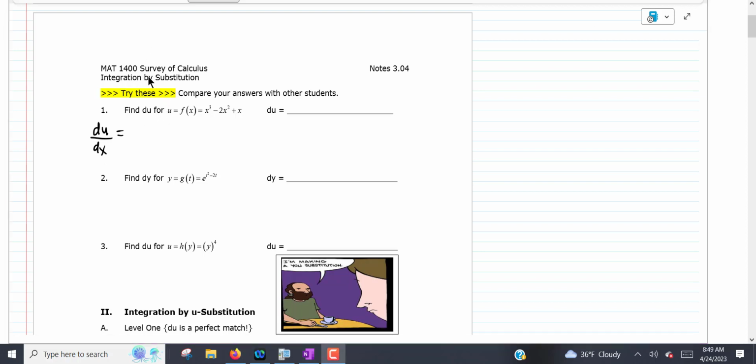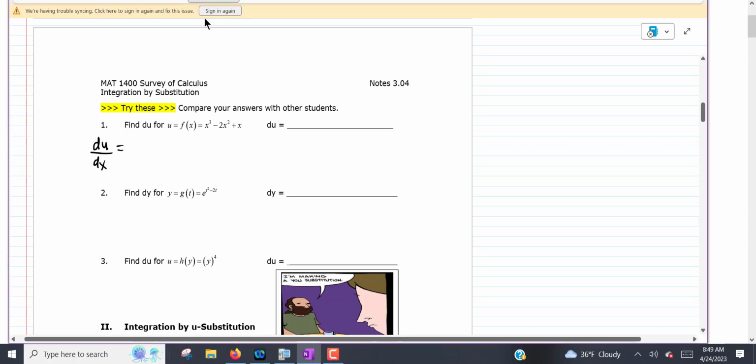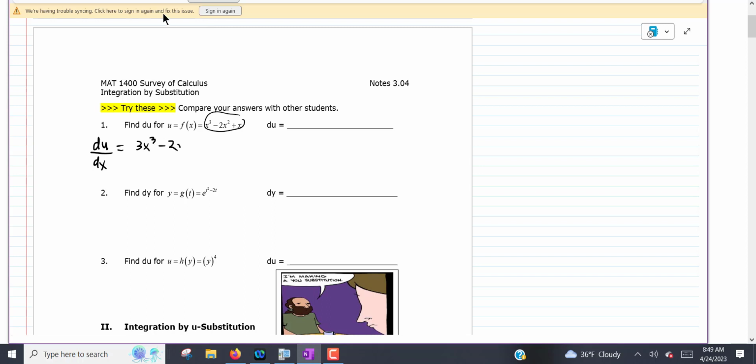On this one, you're going to find du over dx. So the derivative would be 3x to the third minus 4x plus 1. Then what you're doing is just multiplying both sides by dx, and you can do that in your head if you want to. So what you should have is 3x to the third minus 4x plus 1 times dx. You really should write that in parentheses too. You want to have the function in parentheses and then that dx just out the side like that.